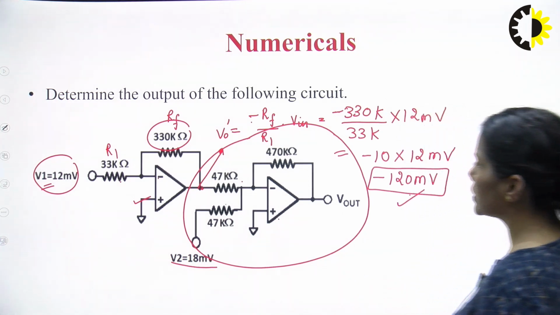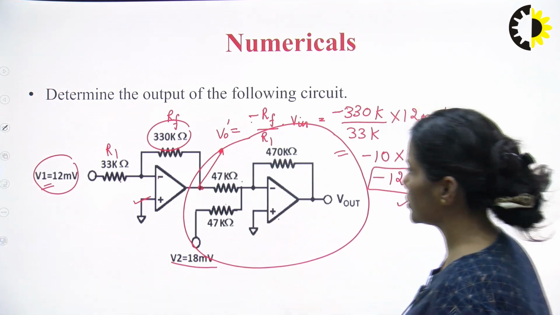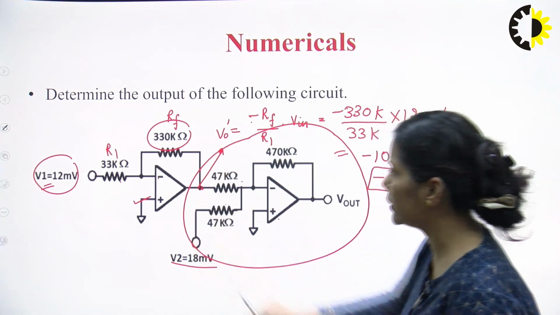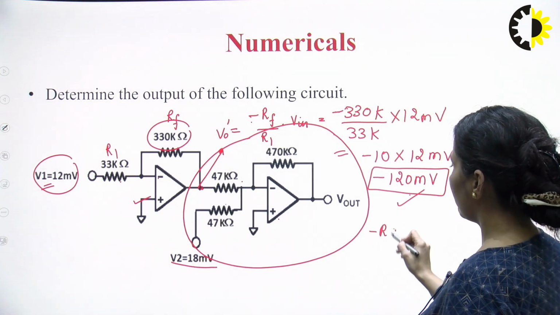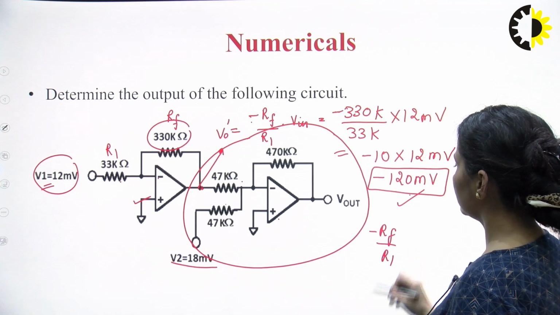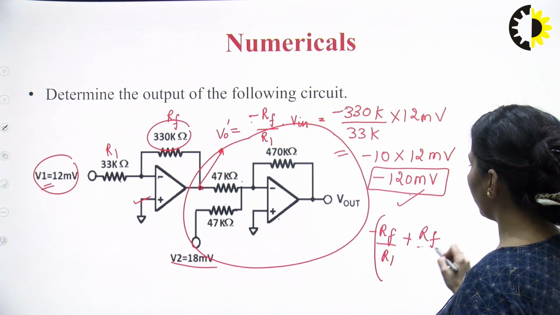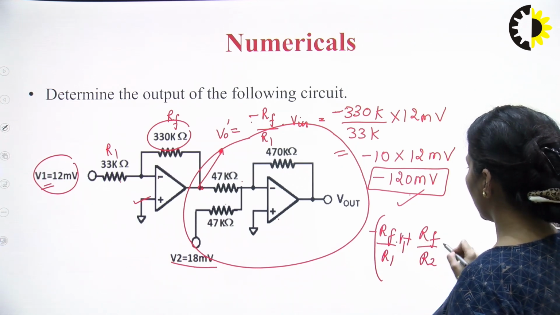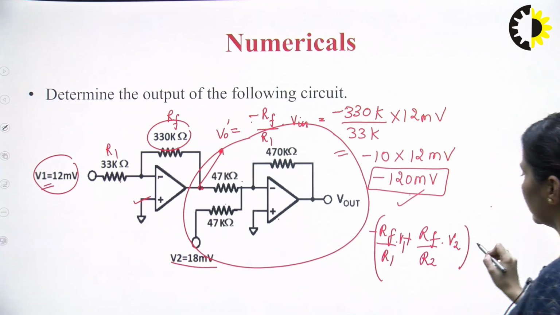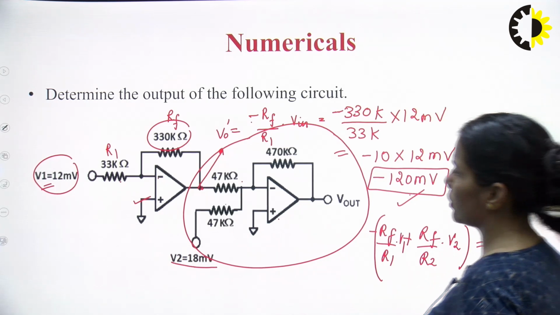So let's solve this again. Again this is the inverting configuration because you are applying the voltages at the inverting terminal. So what will be the formula? Minus RF upon R1 plus RF upon R2, that is V1 and this is V2, is equal to V0. This is how this numerical will be solved.